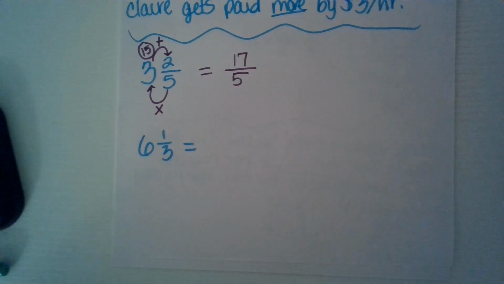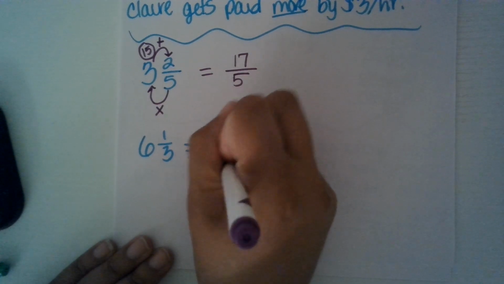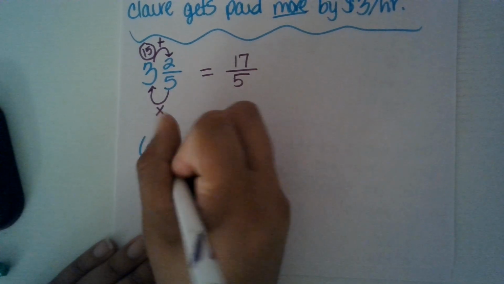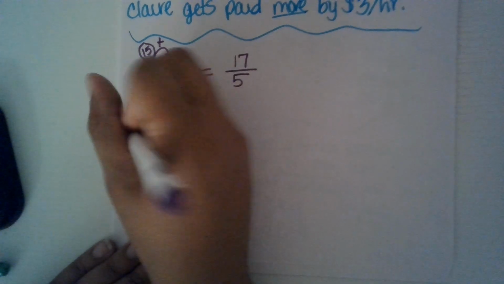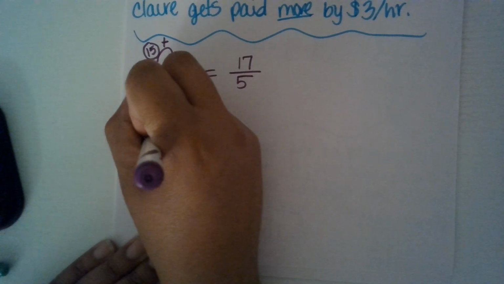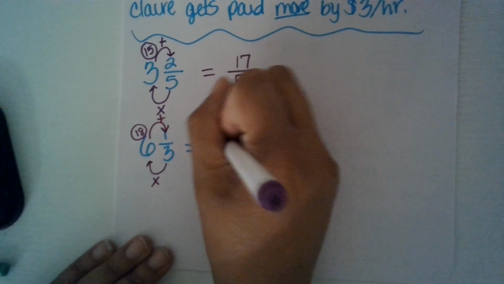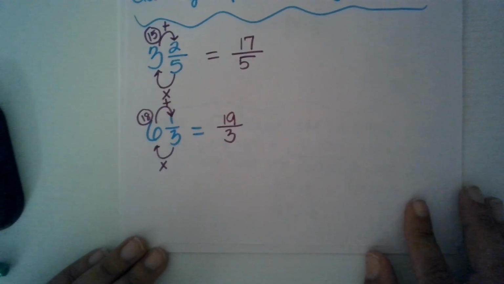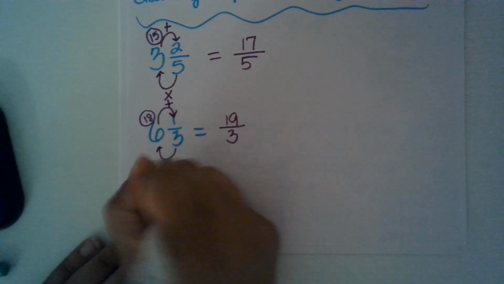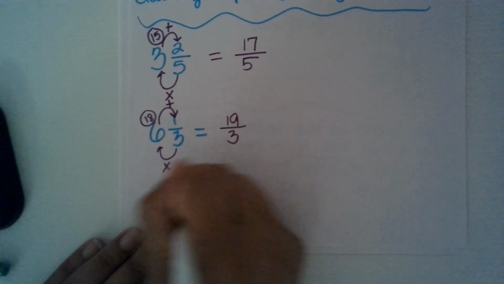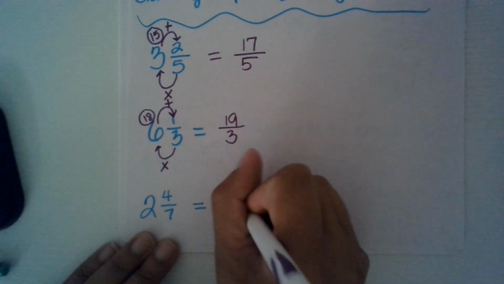Okay, so 6 1/3. Again, whatever the denominator is, it's going to be the same here. So now I'm going to multiply 6 times 3, which gives me 18. And then I'm going to add 1. 18 plus 1. Okay. We'll do one more. Let's do 2 4/7. So again, your denominator stays the same the entire time.